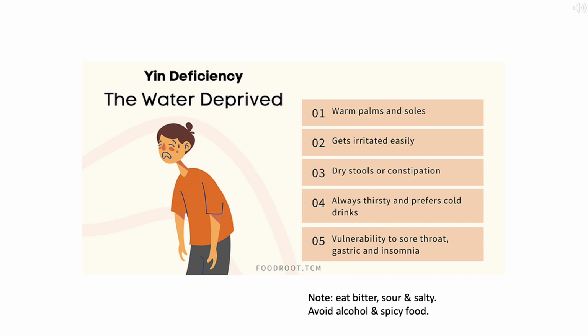Also they could have a tendency to eat foods that are going to make it worse, like maybe dry foods and very spicy foods, maybe also too much alcohol, so you really want to avoid that. And they would have issues in their stomach, in their throat, and as I said earlier, difficulty falling asleep. So this person would need to eat more yin foods, which are bitter, sour, and salty.